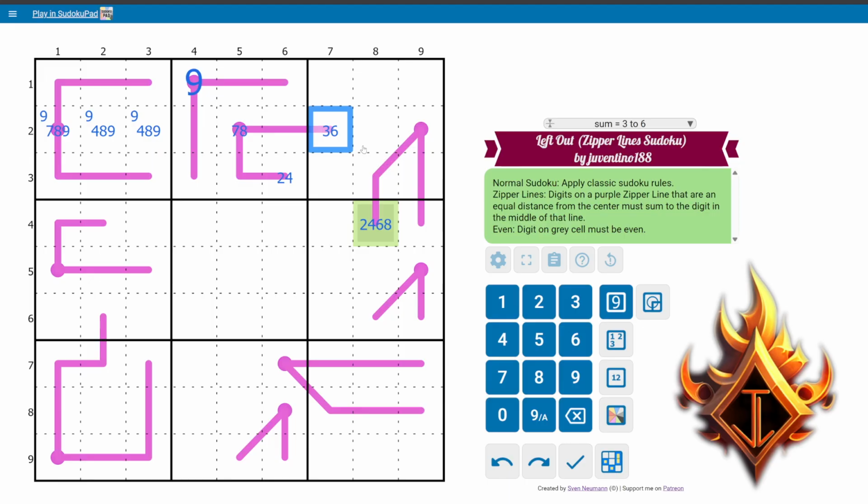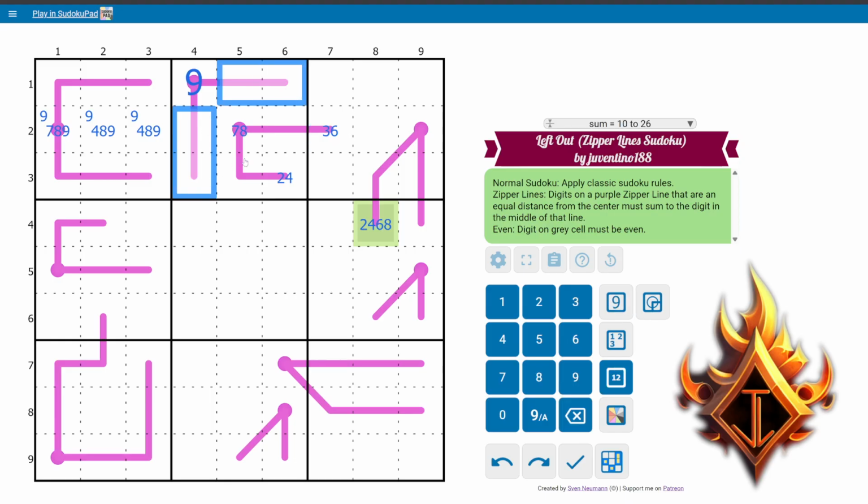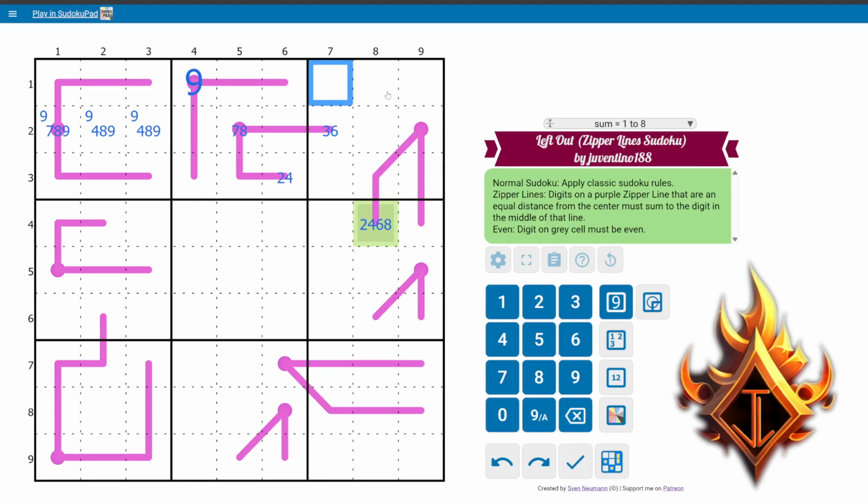Okay. These will be odd and even, odd and even. That all seems fine.